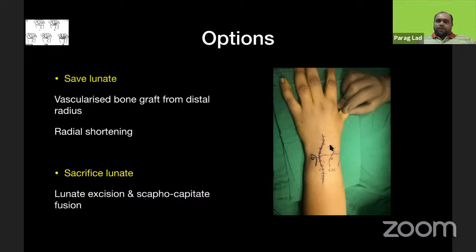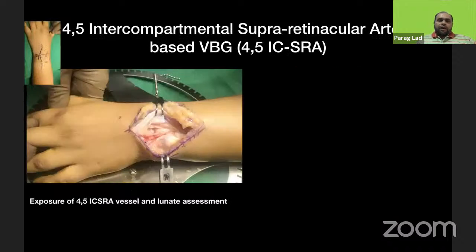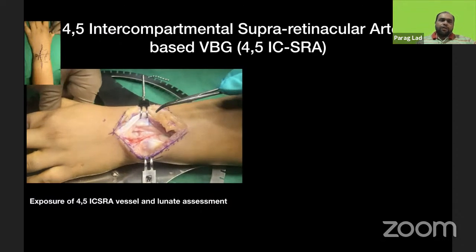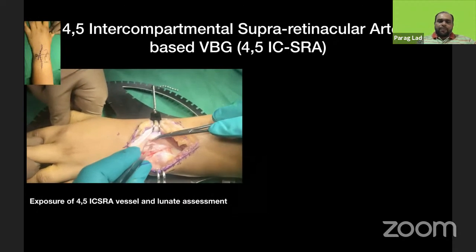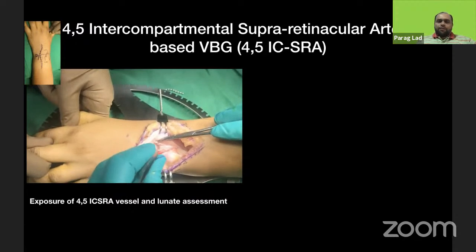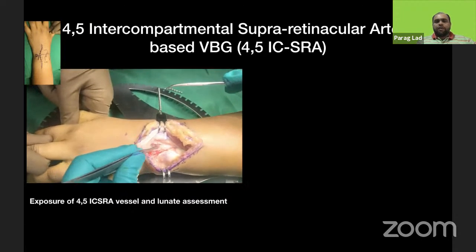First, I would like to explain the technical details of this procedure. Usually, we prefer a curvilinear incision in between the fourth and fifth extensor compartments. The reason being, we can extend the incision the way we want to, as per the requirement, and the procedure is called the 4-5 intercompartmental vascularized bone graft, an intercompartmental supraretinacular based vascularized bone graft.